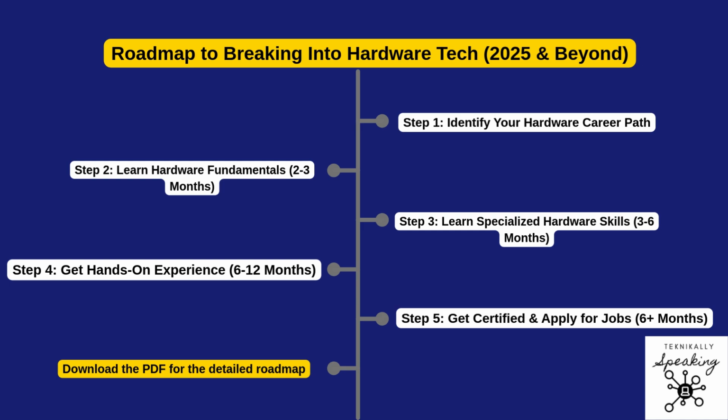So just to wrap it back around, our summary here for our roadmap is step one, pick a specialization. Step two, learn hardware fundamentals. Step three, gain specialized skills based on that specialization that you chose. Step four, get hands-on experience with real world projects. And step five, earn that certification and apply for jobs.